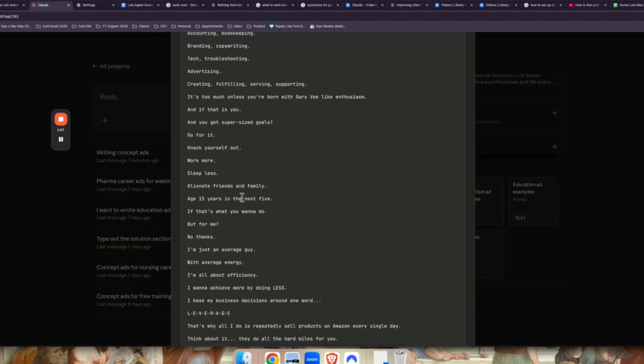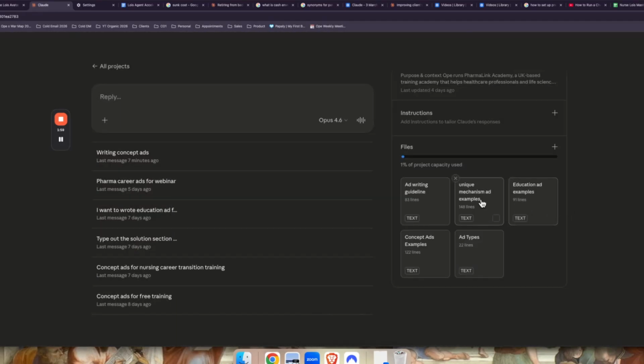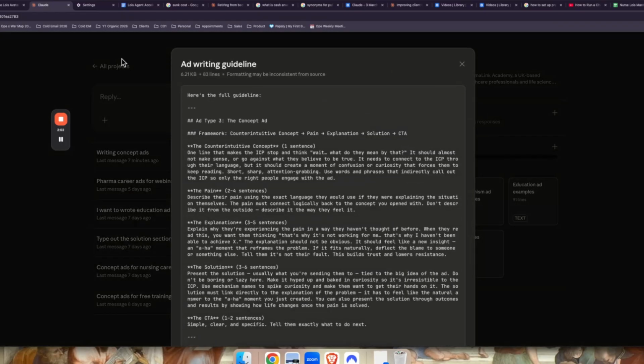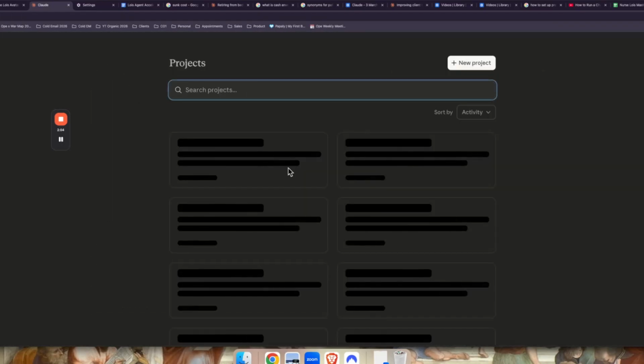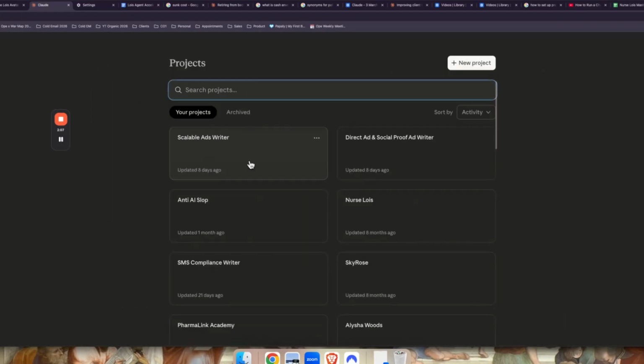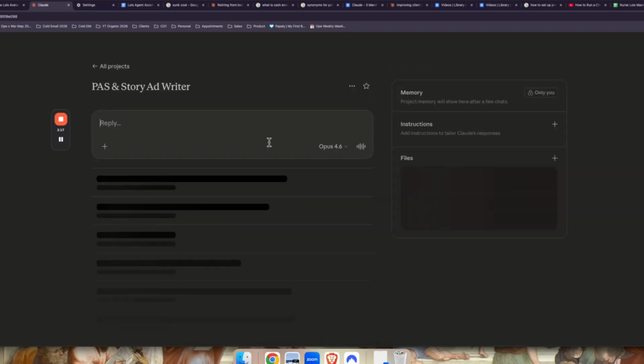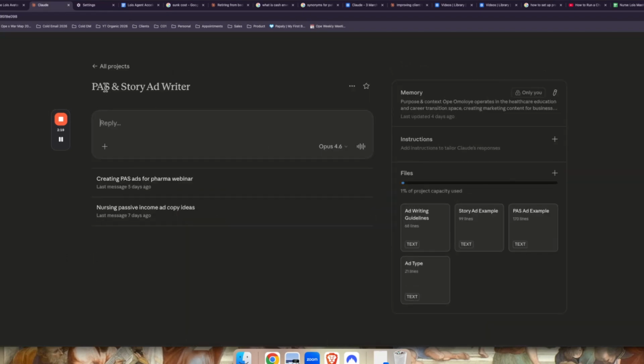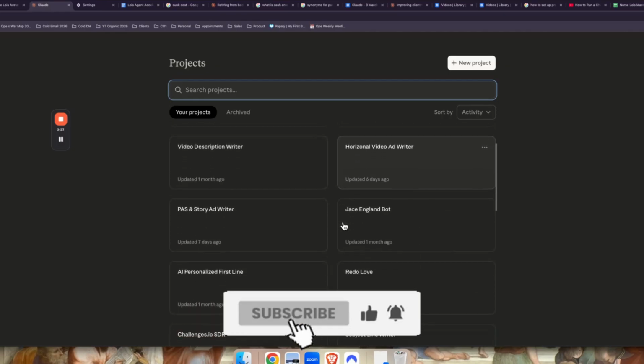Read through the instructions here on how to write these individual ads, go through the examples, and then you want to write ads and vary them across the different types of ads. So the scalable ads, which has 3 ads inside of them, the PAS ads, that's problem agitation solution, and the story ads. These ones are kind of unique, so maybe I'll make a different video going into how these ones work, and then the direct and social proof ads as well.